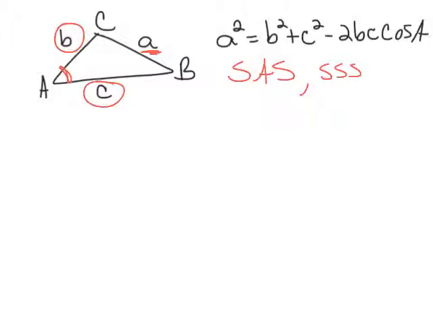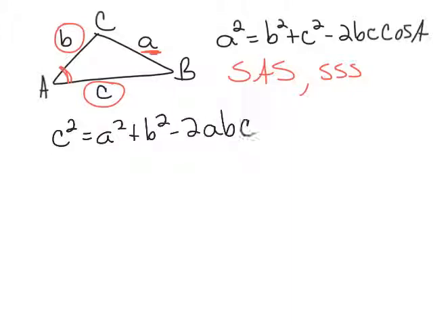Now, since these letters are arbitrary, I can write it in a way that might be a little more familiar to you. I can say c squared is equal to a squared plus b squared minus 2ab cosine of C. Let's take a look at that. If I'm trying to find a side, the angle that goes in here is the angle that's opposite the side I'm trying to find. And then think about this.